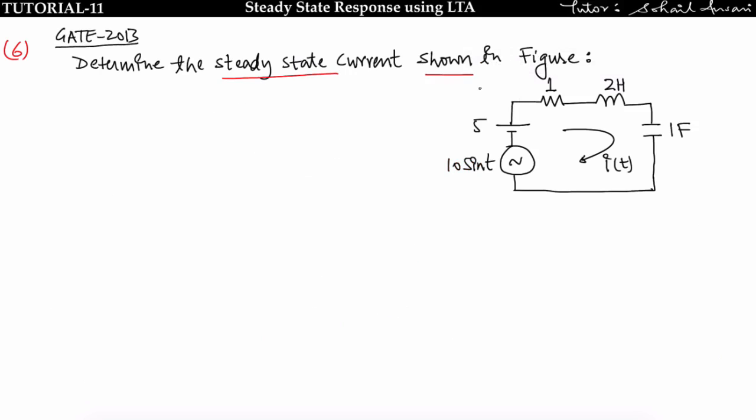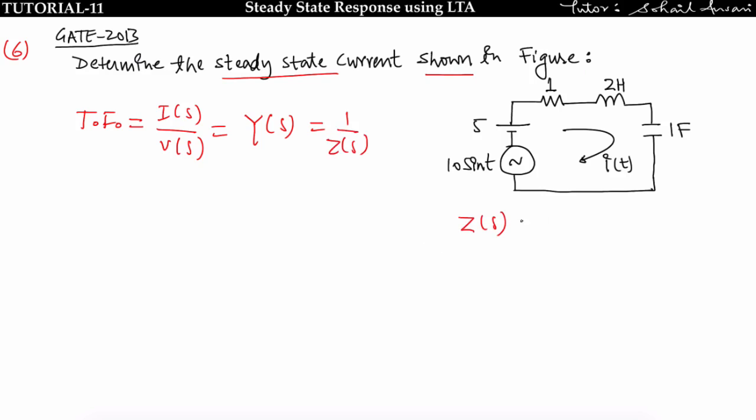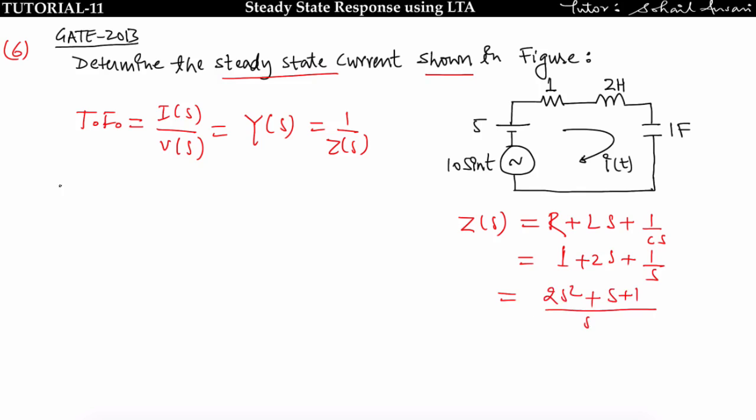We have to find the steady state current in this circuit. Okay, a steady state current. First I will find the transfer function of this system. The transfer function is given by Laplace transform of output, that is the current I(s), and Laplace transform of input is given by 5 plus 10 sin t, that is voltage Vs, that is equal to Y(s) is equal to 1 upon Z(s). Now find Z(s) of this circuit. Z(s) is given by R plus inductance Ls plus capacitance 1 upon Cs. Put the value of R, L, C: 1 plus 2s plus 1 upon s. You will get 2s square plus s plus 1 by s.